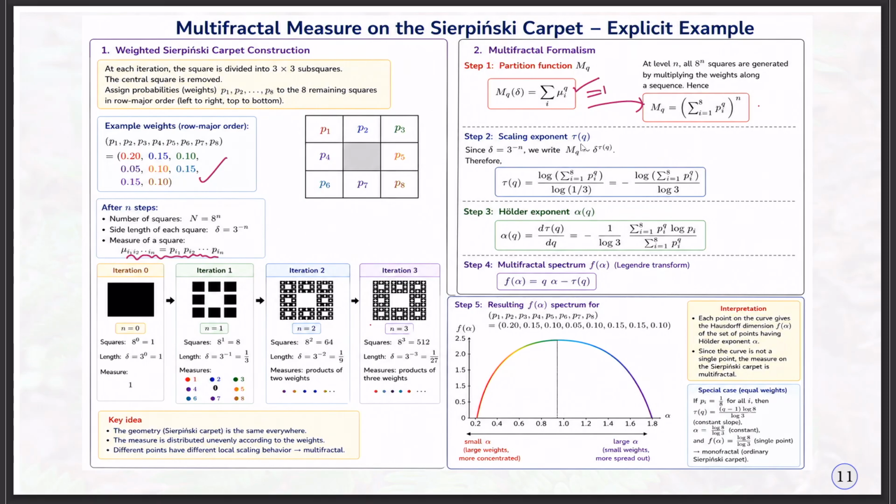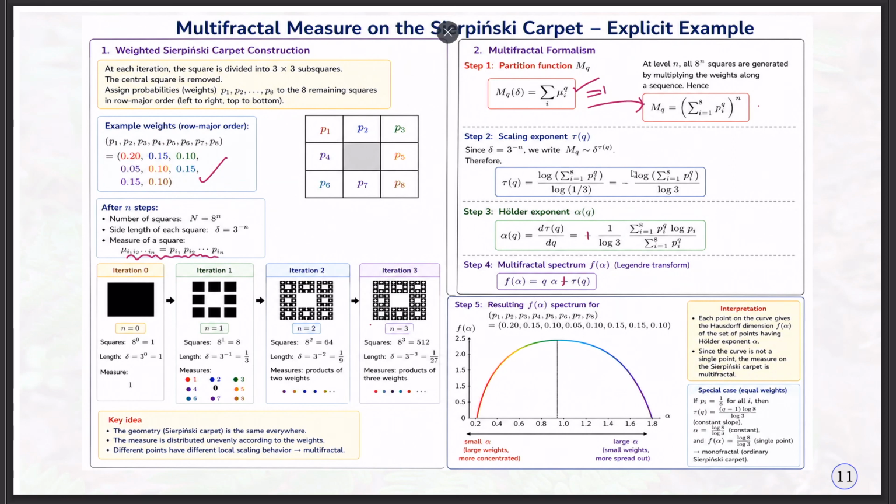Then we apply the scaling exponent tau q, which we need to find from the partition function. So Mq is directly proportional to delta power tau q, and one can get the tau q value.